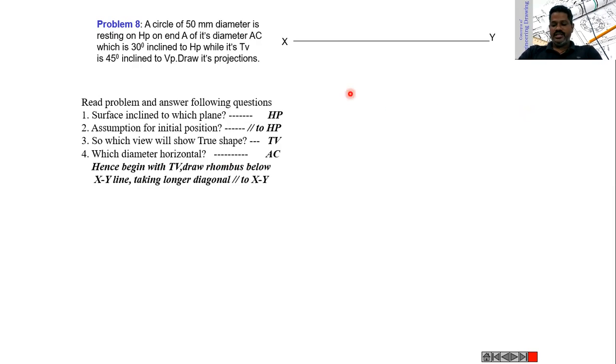Now draw the true shape first with the given diameter, that is 50 mm, and name these points as A, B, C, D. Then project these points to the XY line and get A dash, B dash, D dash, and C dash, and this will be the front view, this will be the top view. The top view will be the true shape, because the circular surface is parallel to HP, so that we will get the true shape in the top view.